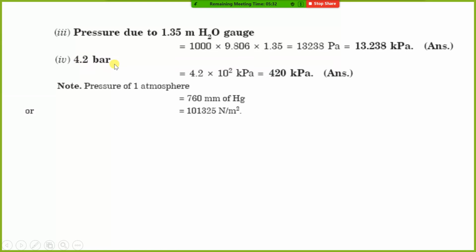Now 4.2 bar. 4.2 bar is equal to 4.2 into 10 to the power 5 Pascal, which is equal to 4.2 into 10 to the power 2 kilopascal, which is equal to 420 kilopascal. Note, the pressure of 1 atmosphere is equal to 760 mm of Hg, which is equal to 101325 Pascal.